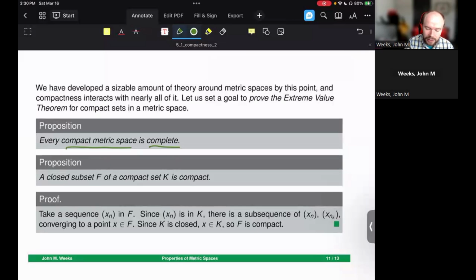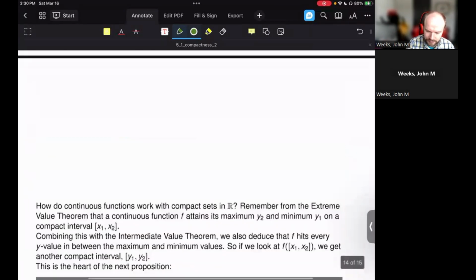Another neat thing is that a closed subset of a compact set is also compact. Think, if you take sequences x of n inside of f, then there is going to be an inclusion argument that allows you to say the x of n is inside of the larger set k. So hence there's going to be some subsequence, these x of nk, which also live inside of f. So they converge to a point x that is also in f since it is closed. And that's going to give us that f is compact.